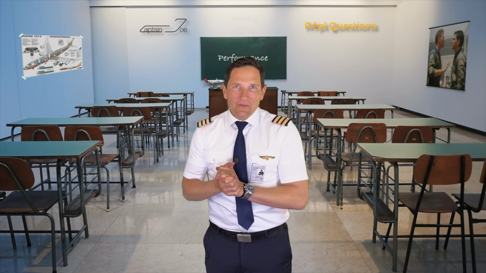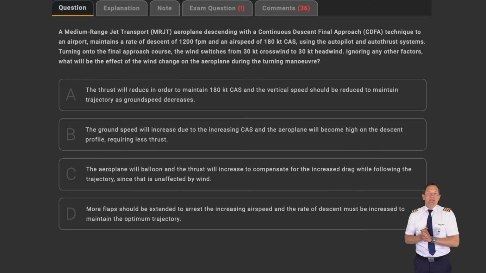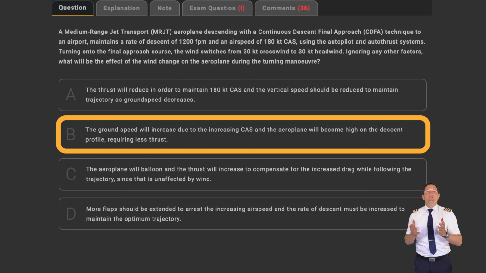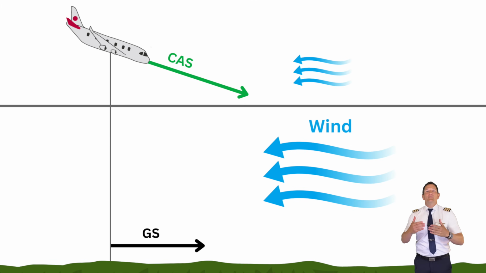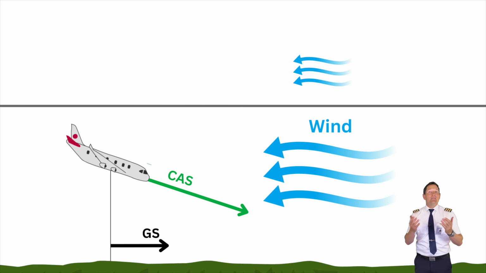Alright, this question has received many comments, but guys, you'll see you can again rule out the wrong answers by going through them step by step. So let's start with answer B. The ground speed will increase. That's already the best indicator that this answer is incorrect. We all know that with increasing headwind, the ground speed decreases if you maintain a constant CAS or TAS.